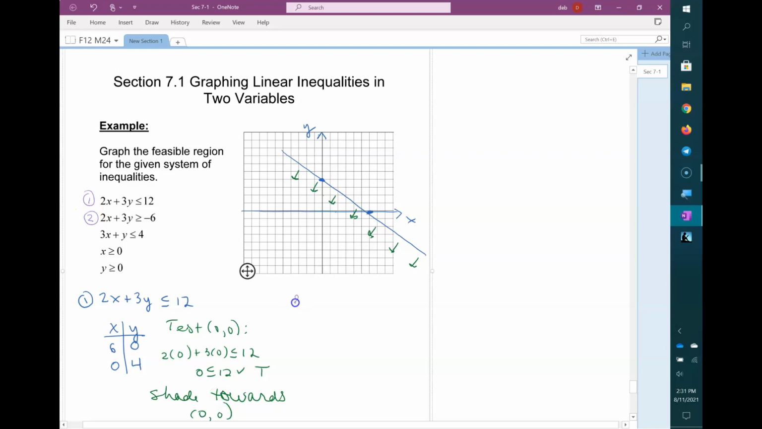Let's look at the second one, where I have 2x plus 3y is greater than or equal to negative 6. Well, again, 2 and 3 divide evenly into negative 6, so the intercept method is a good way of graphing this line. So when y is 0, x is negative 3. When x is 0, y is negative 2. So I have negative 3, 0, and 0, negative 2. So here's my second line.